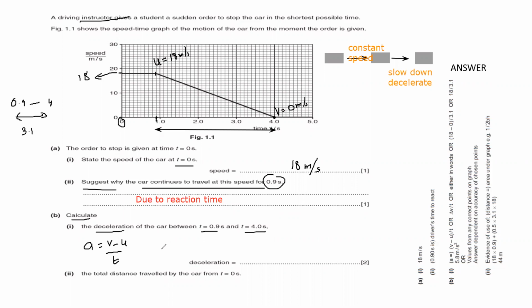So when we substitute, the final is 0, the starting speed is equal to 18, and the time interval is 3.1. So minus 18 divided by 3.1. It will give us minus 5.8 meters per second squared. It is 18 divided by 3.1, so the deceleration is 5.8 meters per second squared.